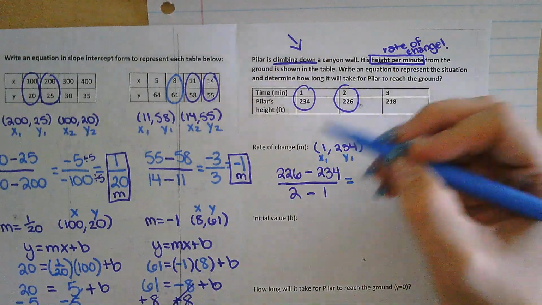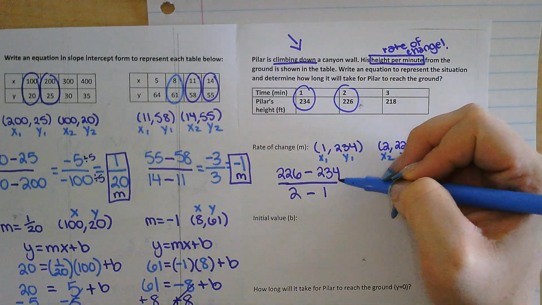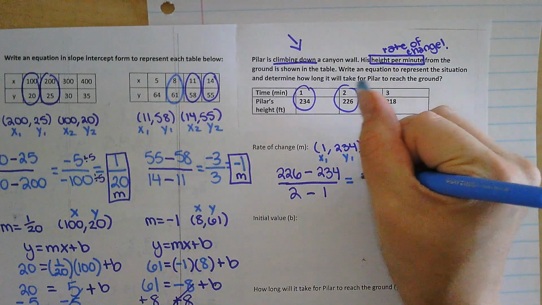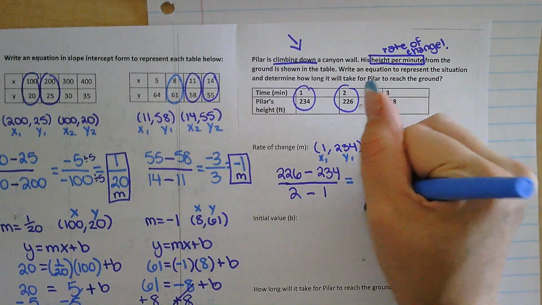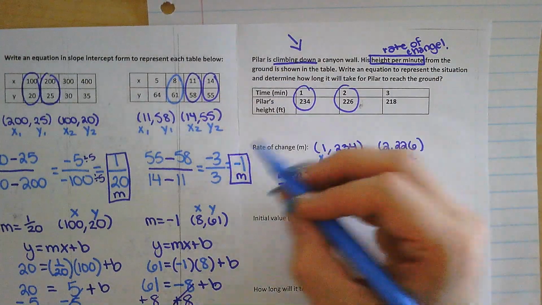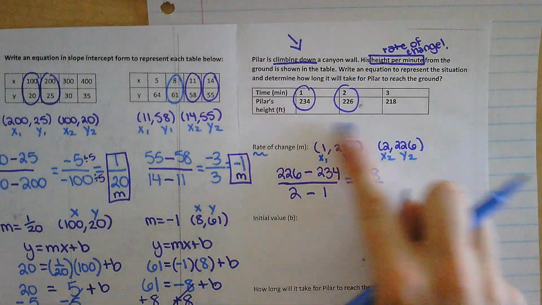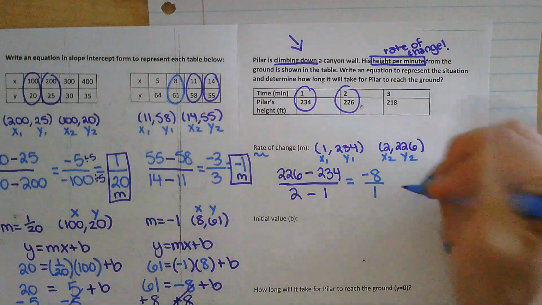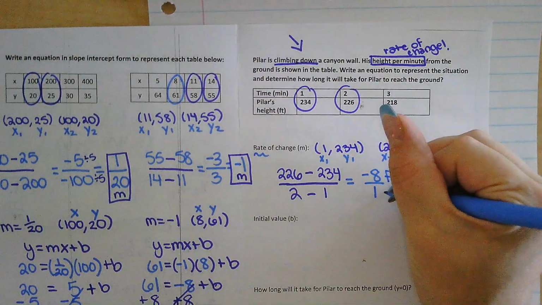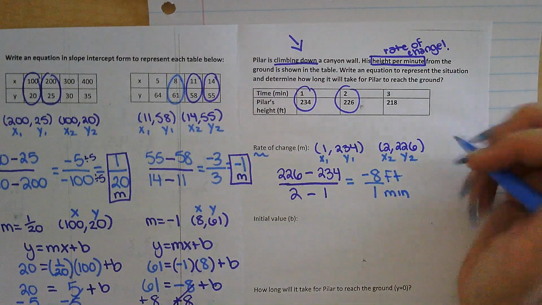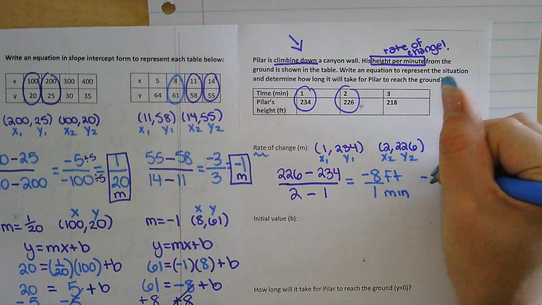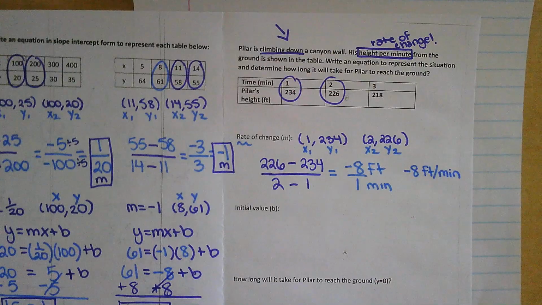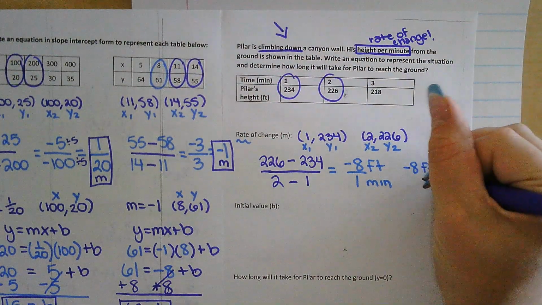When I subtract 226 minus 234, I get -8 over +1. So this means when I want to write it as a rate, I want to use the words from the problem. So these y values represent feet, and the x values represent minutes. So Pilar is going down the canyon wall at a rate of -8 feet per minute. This is my slope.